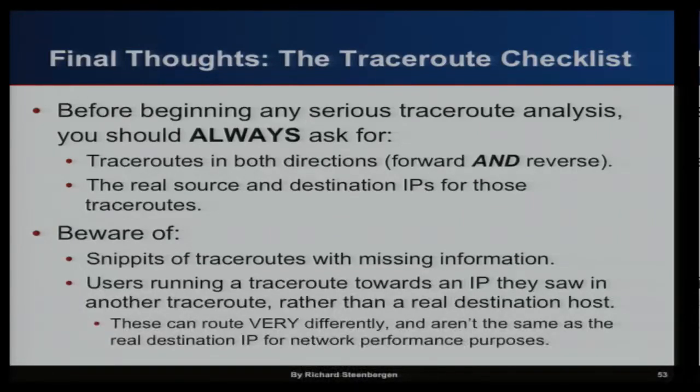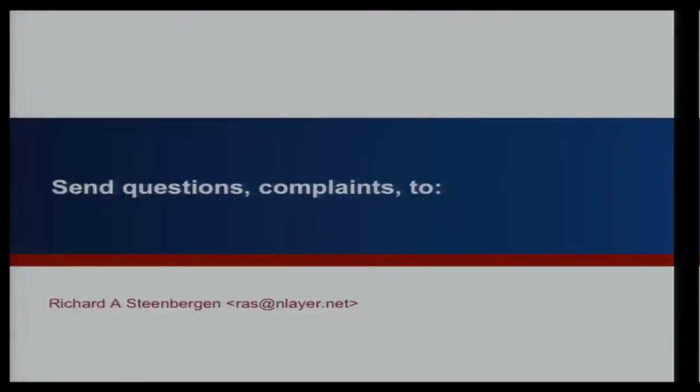Beware of snippets of Traceroute of missing information. And also remember that users running a Traceroute towards an IP they saw in another Traceroute is where things tend to go south. So a user might Traceroute to www.yahoo.com, and they get 3/4 of the way there, and they find a Yahoo router, and they say, I'm going to Traceroute to that Yahoo router. That's a completely different forwarding characteristic than the end host. So you really need that real destination IP. You can't just look at those IPs in the middle and try to make your determinations. And that is my tutorial on Traceroute.